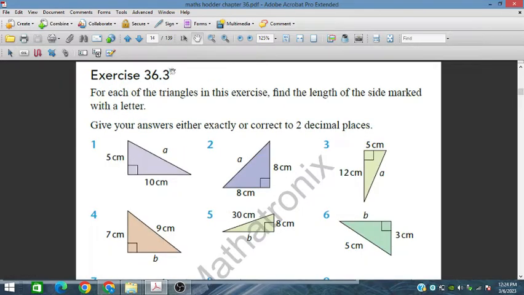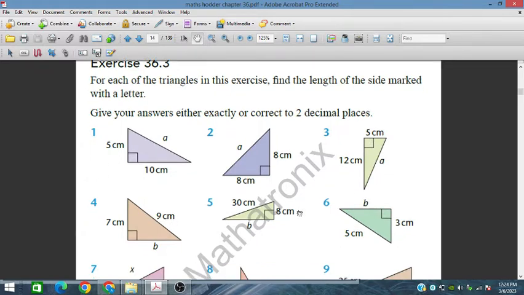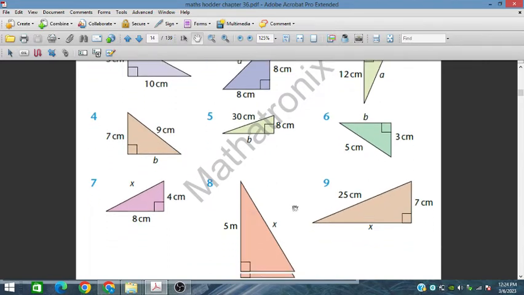And the exercise is 36.3. For each of the triangles in this exercise, find the length of the side marked with a letter, and we have to find this length. So we will take the square of this and then this, and then the square root of that. So we will have these values. Similarly for this one and for this one. So let's solve this.